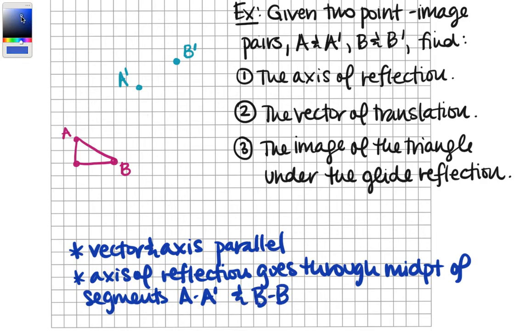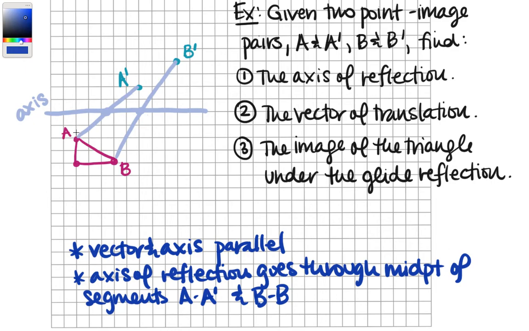Okay, so let's draw very lightly the segment from A to A prime and from B to B prime, and it looks like the midpoint is about here for B and about here for A. So it seems like the axis of reflection goes along this here. So here is our axis. Okay, so we found our axis of reflection, and now we want to find our vector of translation.